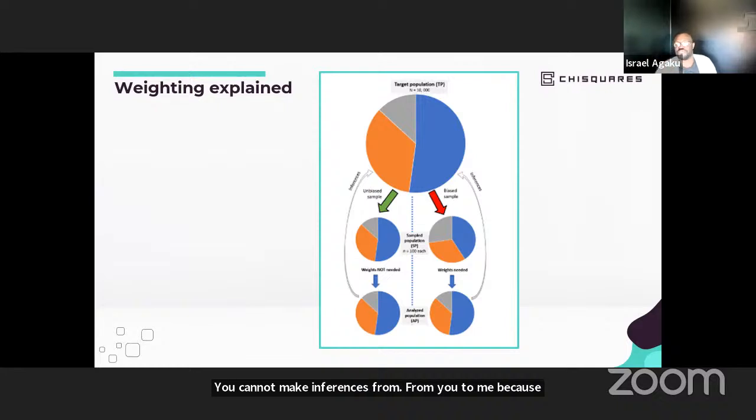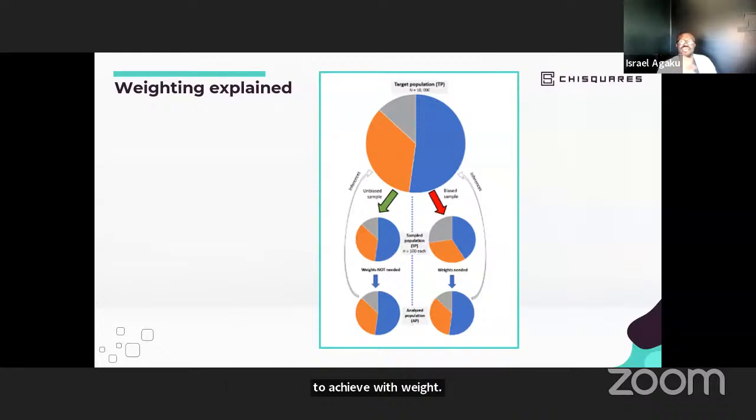So what do we have to do? Well, we have to use weight. Weight will force this sample to now look like the parent population, so that now we can make inferences from this back to the parents. That is all we're trying to achieve with weight. I hope that is clear.